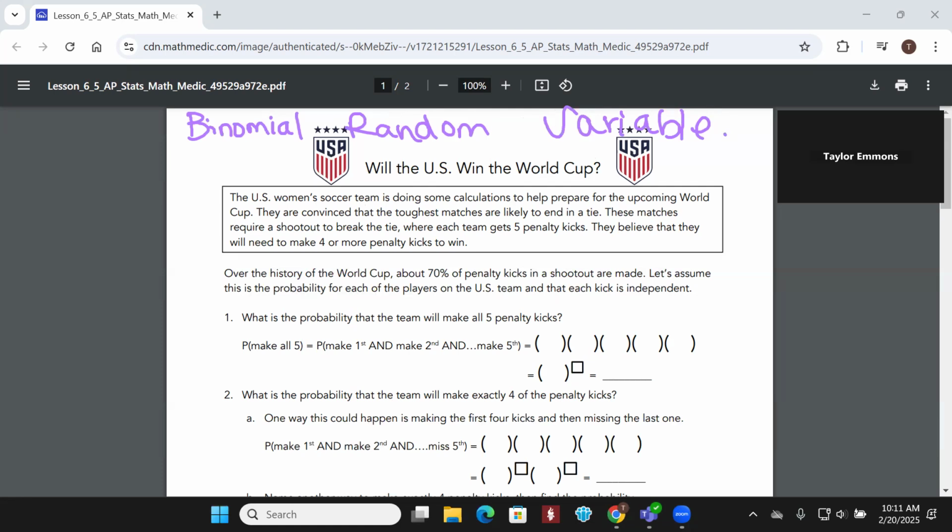So over the history of the World Cup, about 70% of the penalty kicks in a shootout are made. Let's assume that's the probability for each of the players of the U.S. team and that each kick is independent. This is really important, that each trial is independent. Okay? So our p-value is going to be 0.7. How many fixed trials do we have? Fixed trials is going to be 5. You got 5 opportunities. Fixed trials is n equals 5.